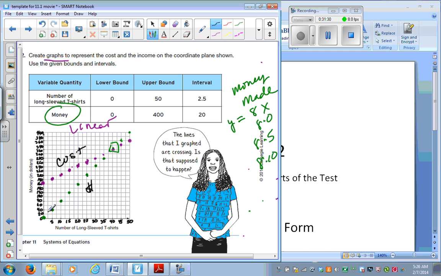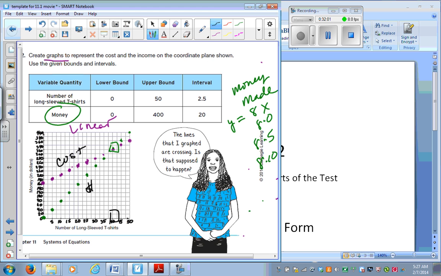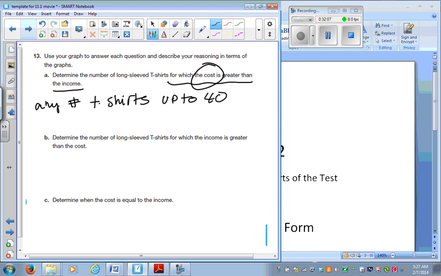So if you look here, the cost is higher than how much you make all the way up until you get right here at 40 t-shirts. So until you sell 40 t-shirts where the graphs hit each other, it's actually going to cost you more than you make. So it says determine the number of long sleeve t-shirts for which the cost is greater than the income. So for any number of t-shirts up to 40. So until you sell 40 t-shirts right here, the cost is going to be higher than how much money you make. So any number of t-shirts up to 40.